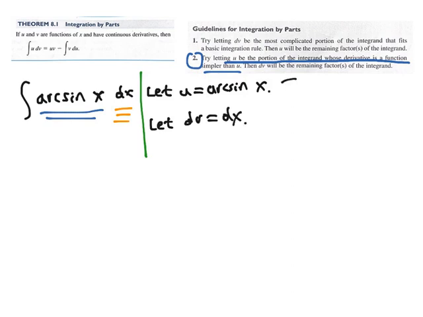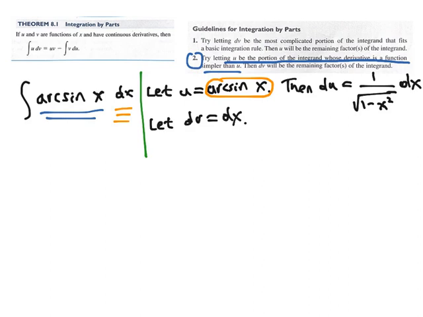So now the next step is to find the differential of u. The differential of u is the derivative of arcsine of x multiplied by the differential of x, which is dx. And the derivative of arcsine of x is 1 over the square root of 1 minus x squared. So that's something that you learned in Calculus AB. So we just take that differentiation rule and apply it here. And then we multiply by the differential of x.